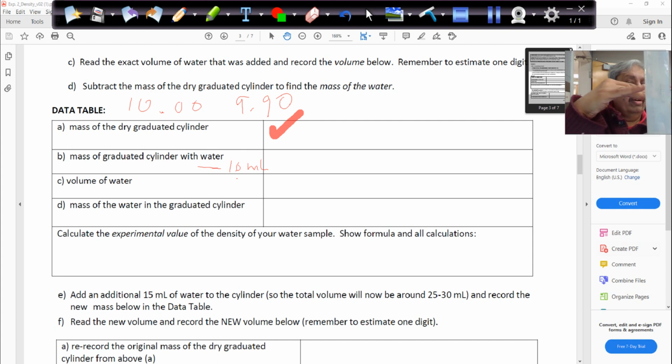And your eyes are always perpendicular to the bottom of the meniscus. You see the meniscus of the water, you have to look at the bottom of it. You cannot look from lower, and you cannot take it higher. So it has to be really the meniscus. Your eye is at 90 degrees to the bottom of the meniscus.